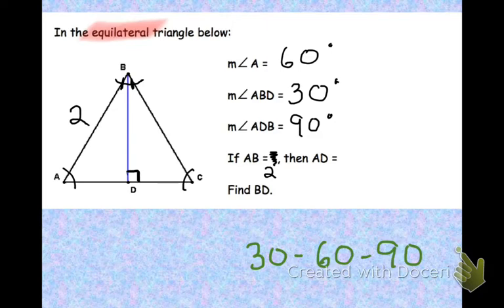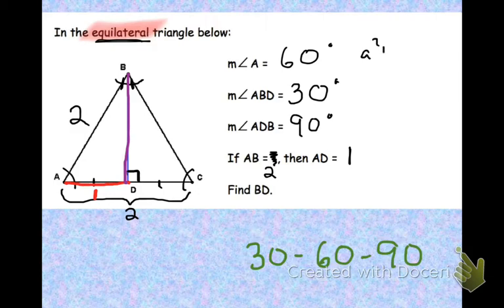Well, in an equilateral triangle, all the sides are equal. So this is 2, but again, this has been cut in half. So AD, the piece right here, is going to be 1. So AD is 1. And now we want to find BD, this other piece, the line going up and down. So we're going to use a little bit of our Pythagorean theorem.